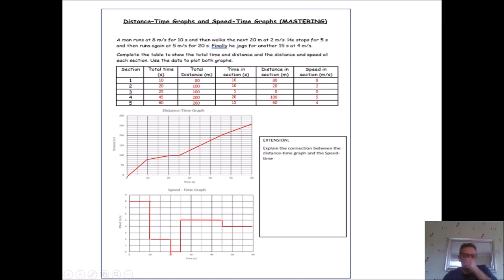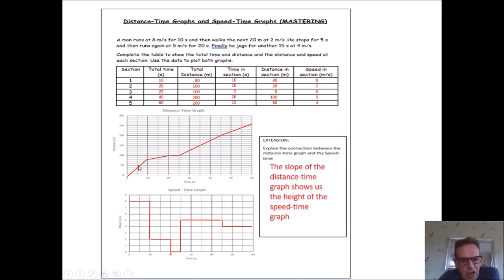So here are two graphs which actually show the same journey, even though they look totally different. So you can see it's very important that you know if you're doing a distance time graph or a speed time graph. The slope of a distance time graph tells you how fast they're going, and the height of a speed time graph. So this is the fastest part on this distance time graph because it's the steepest line, but this is the fastest speed on the speed time graph because the line is highest. Okay, so the connection is that the slope of this line tells you the height on this graph.